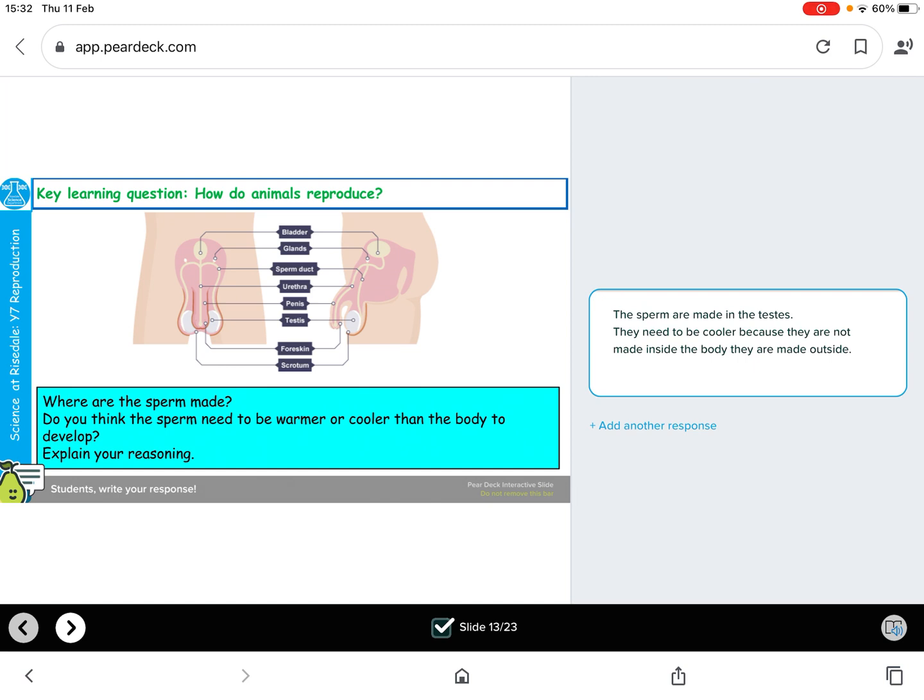The testes need to be 4 degrees cooler than the body temperature, but muscles in the body can pull the testes closer to the body if they get too cold, and relax to push them further away if they get too hot.